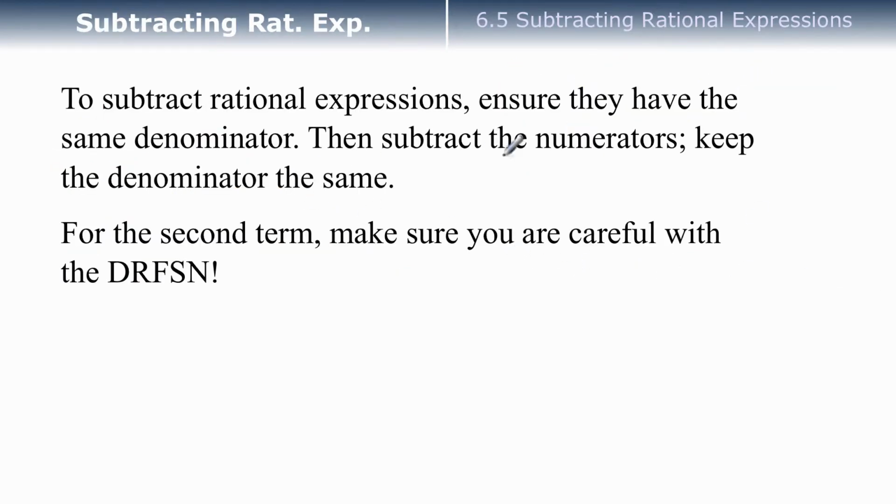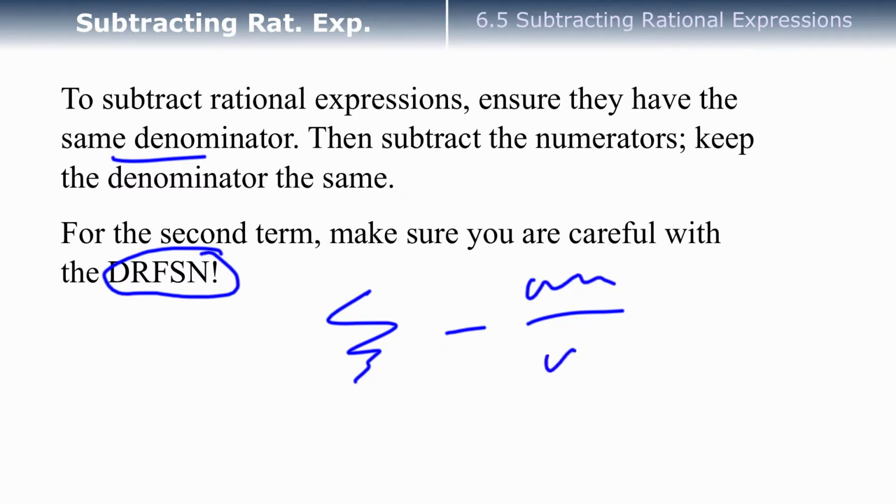With subtracting, we do the same thing. Make sure they have the same denominators, then subtract the numerators. And like always, keep the denominator the same. However, when you're subtracting the numerators, you need to be aware of this dirty, rotten, filthy, stinking negative again. So I'll have something minus something, over something. This thing right here can be a dirty, rotten, filthy, stinking negative. So we have to be careful with that. And we'll do lots of examples to show you.